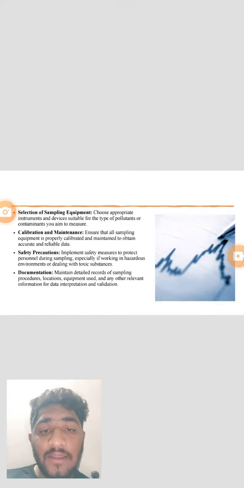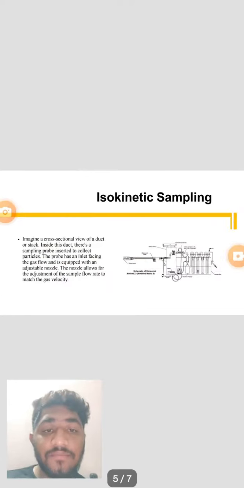reliable data. Safety precautions: implement safety measures to protect the personnel during sampling, especially if working in a hazardous environment dealing with toxic substances. Documentation: maintain detailed records of the sampling procedure, equipment used, and any other relevant information for data interpretation and validation.